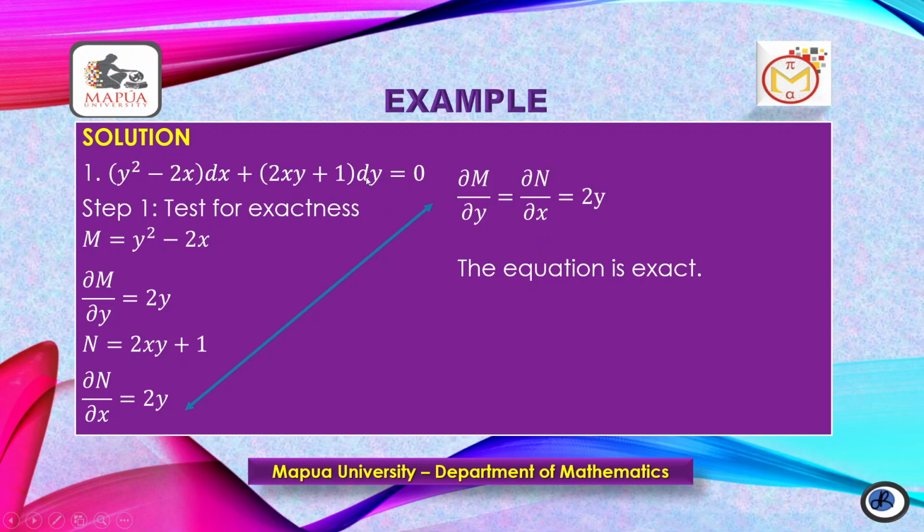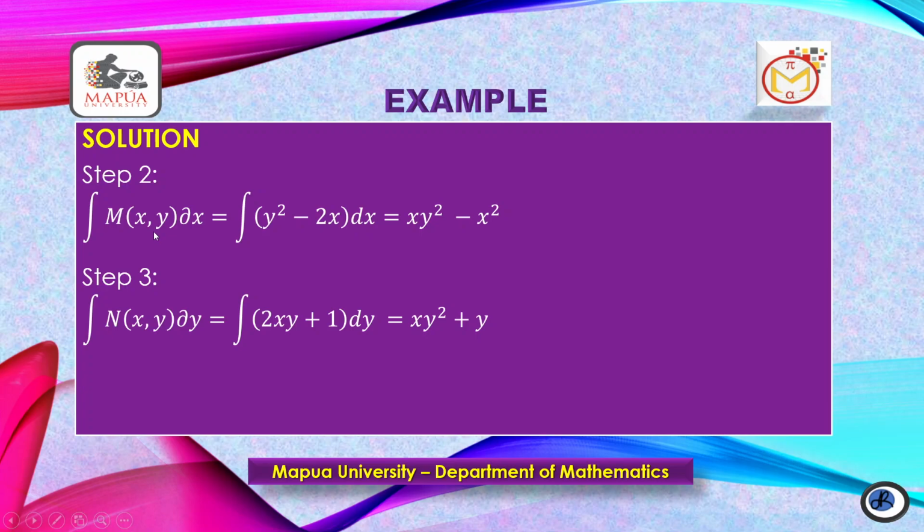Therefore, this is an exact equation. Since the differential equation is exact, here is our solution. We integrate the coefficient M of dx. This is the integral of M, function of x and y, dx. We have (y squared minus 2x) dx, wherein y is constant. So we have y squared times x, and the integral of negative 2x dx, by power rule, is negative x squared.